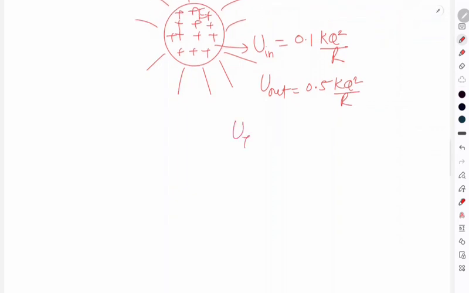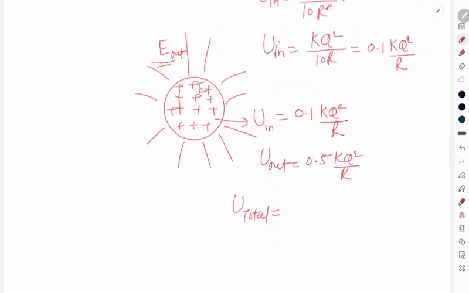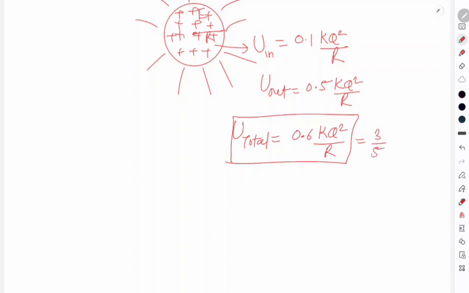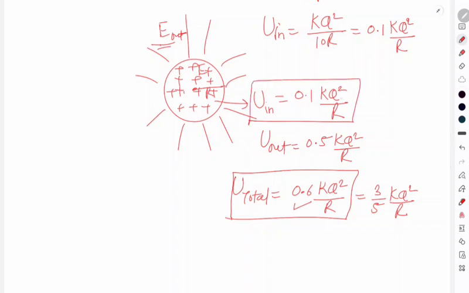So we can say that u total for a uniformly charged non-conducting sphere of radius r will be 0.1 plus 0.5. So we will add them, we will get 0.6 kq square upon r. So that is u total, or we can write it as 3 upon 5 kq square upon r. But I will suggest that you should learn it in this form, 0.6 kq square upon r. Inside was 0.1 kq square upon r, outside it 0.5 kq square upon r.